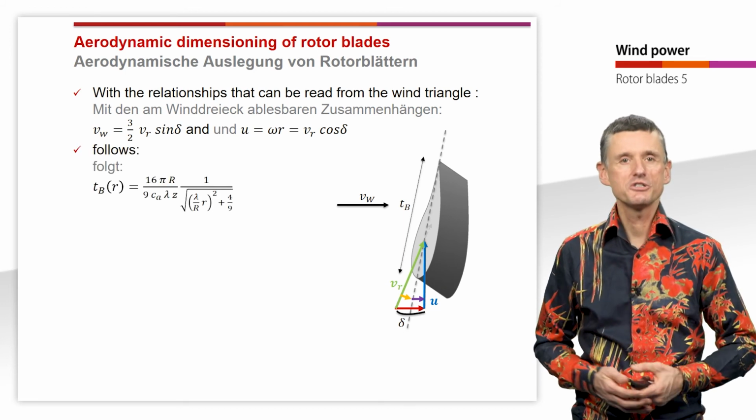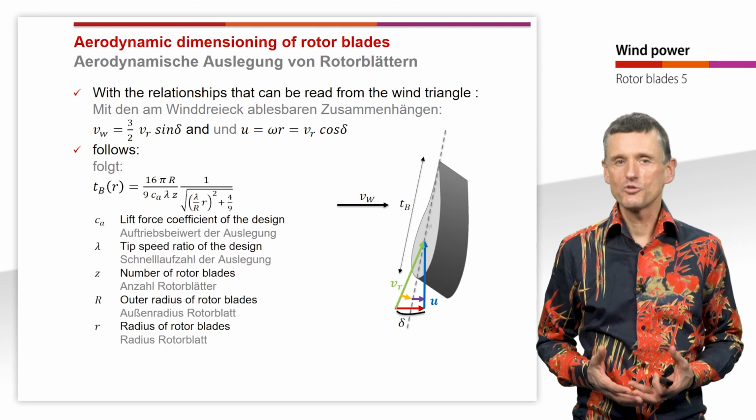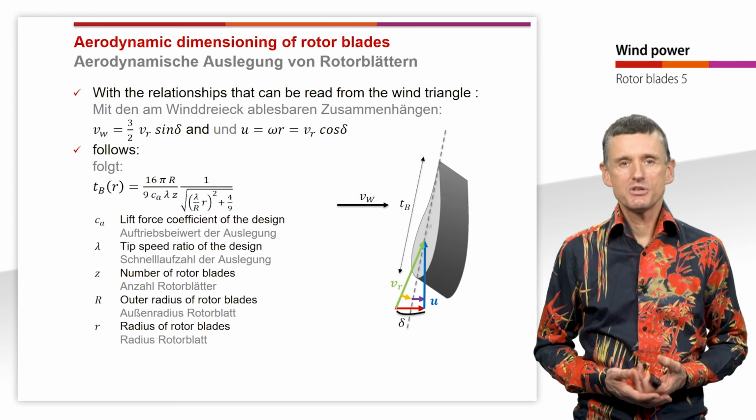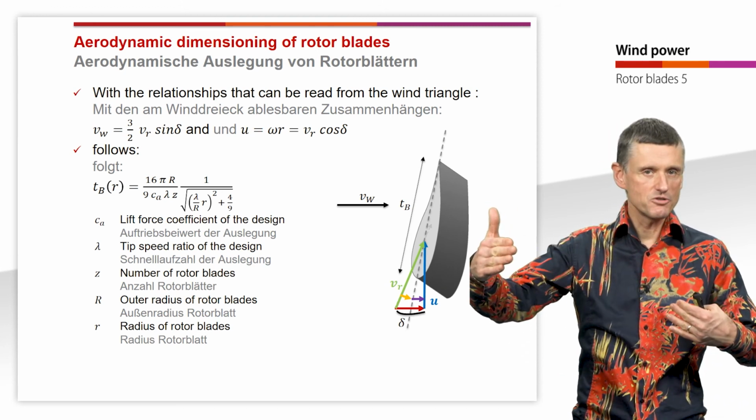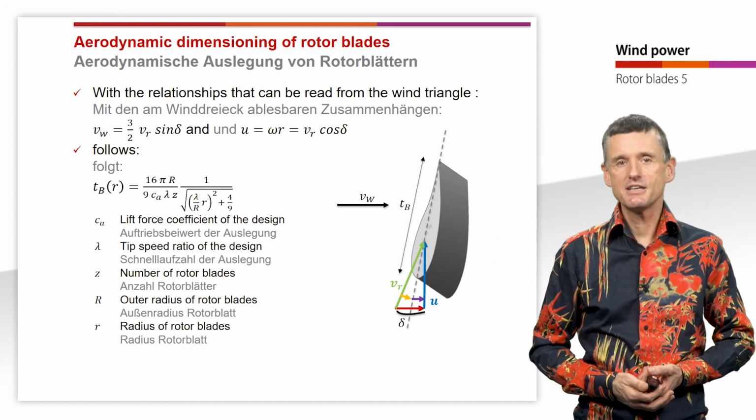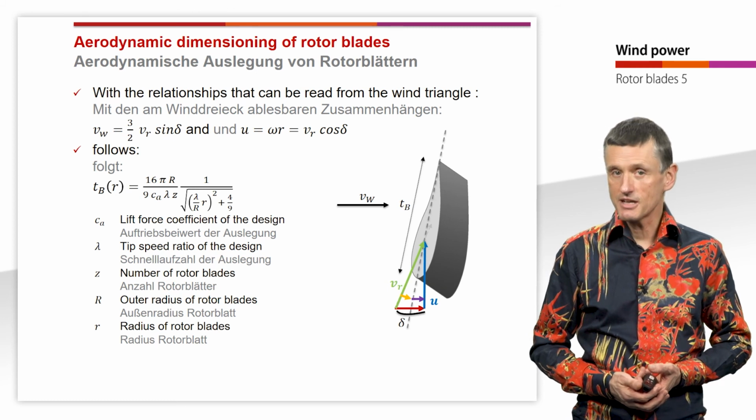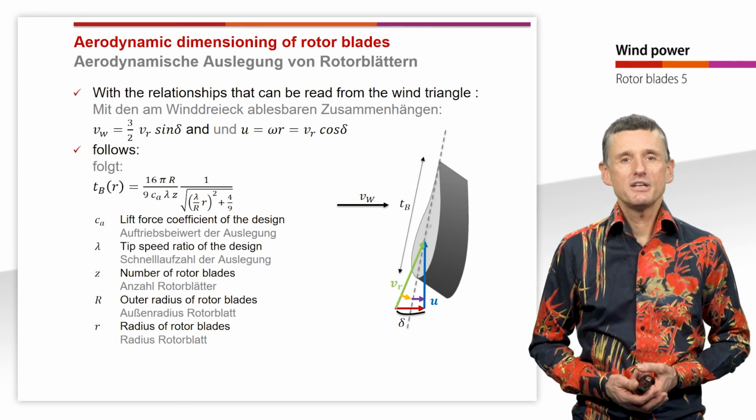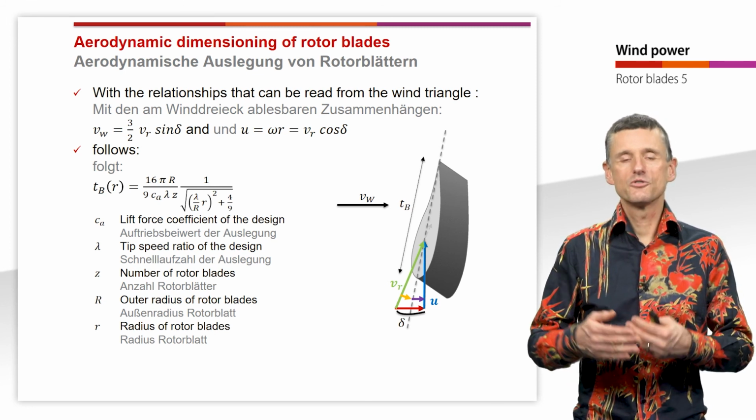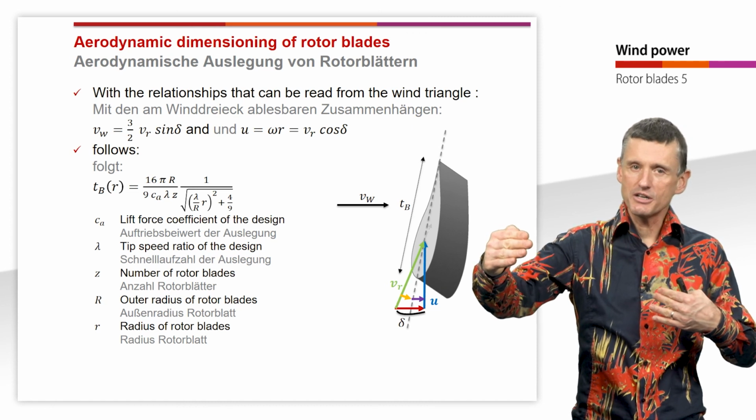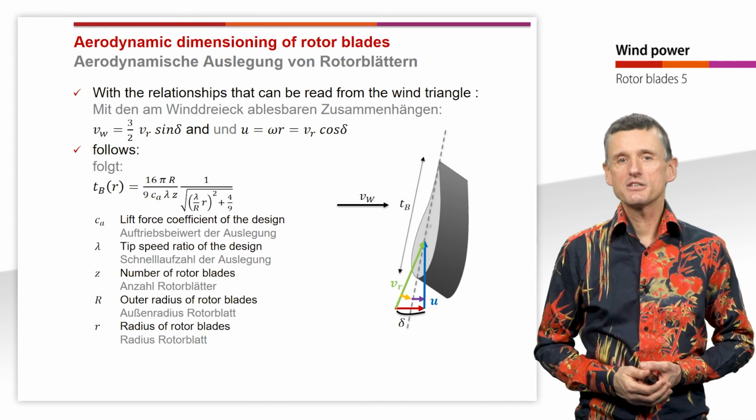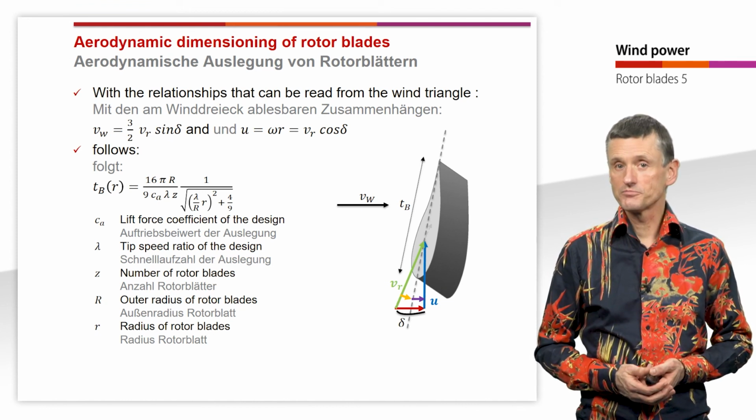few transformations we get then the optimum rotor blade depth Tb of r is 16π times the complete diameter or radius of the rotor blade divided by 9 Ca lambda and z, the number of rotor blades, times 1 divided by the square root of lambda divided by the complete radius big R times the radius of the blade element to the square plus 4 divided by 9.